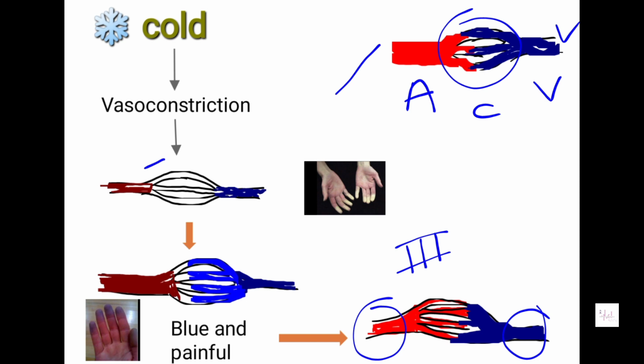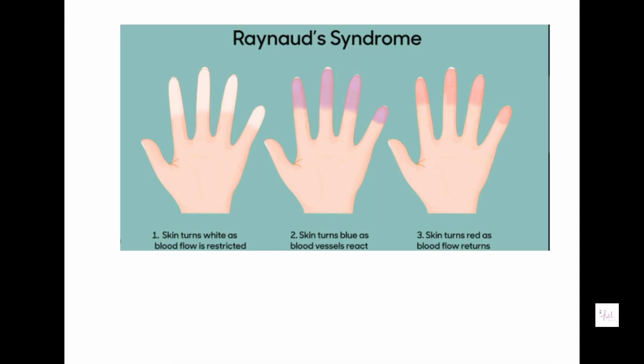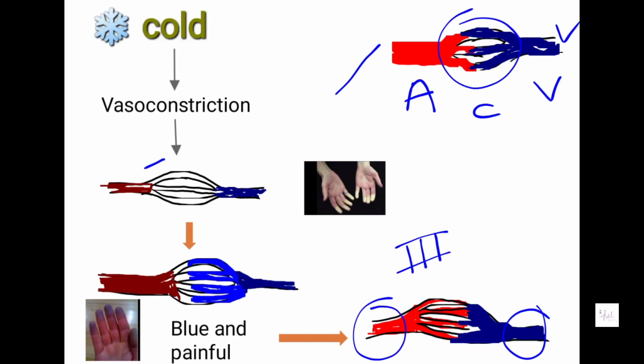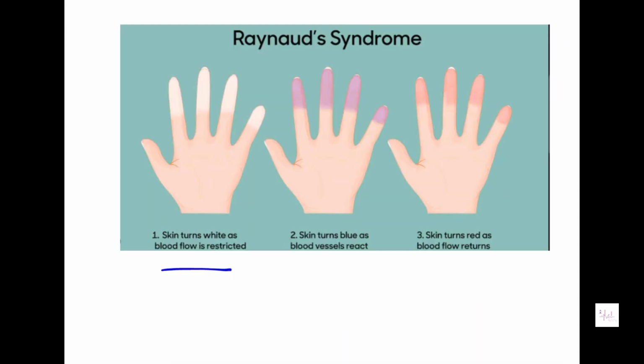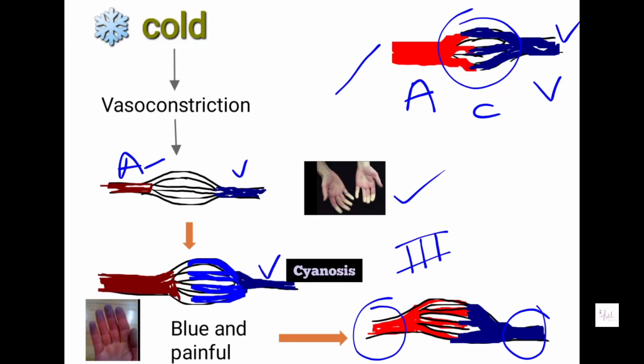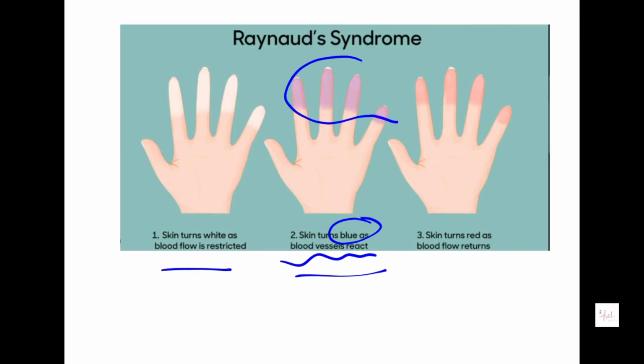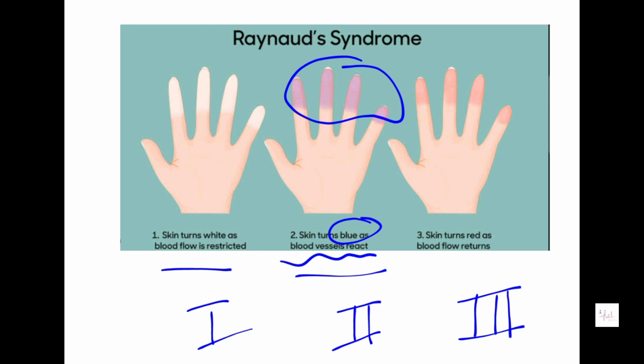Okay, the three phases are: phase 1, the skin turns white because the blood flow is restricted. As mentioned here, you see both the artery and vein are in vasoconstriction. Therefore, there will be pallor. This is phase 1, right? Next, phase 2. The skin turns blue as blood vessels react. So what happened here? The vein is still in vasospasm and the artery is relaxed. This leads to a blue and painful hand. You can see here because of the mixture of oxygenated and deoxygenated blood. Okay, phase 1, phase 2, and phase 3. Phase 3 is normal. There is relaxation. Both artery and veins relax and the skin turns red.